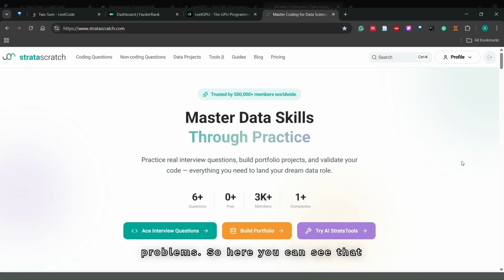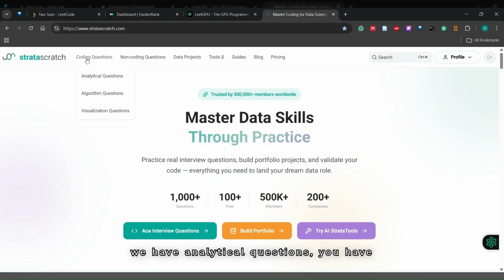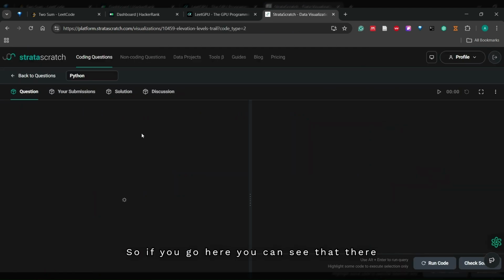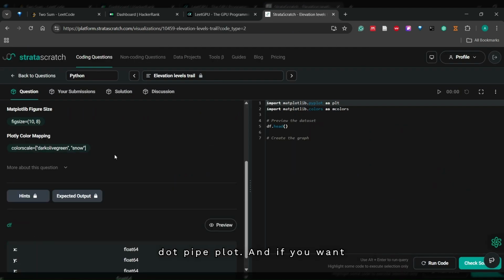Okay, and let's go to another particular platform which is built for practicing data science and data analysis related problems. Here you can see that we have analytical questions, algorithmic questions, and data visualization questions as well. If you go here, you can see that there will be questions related to matplotlib, pyplot.